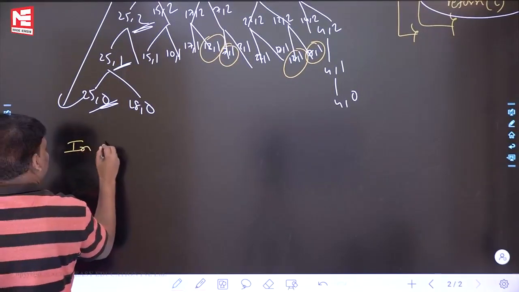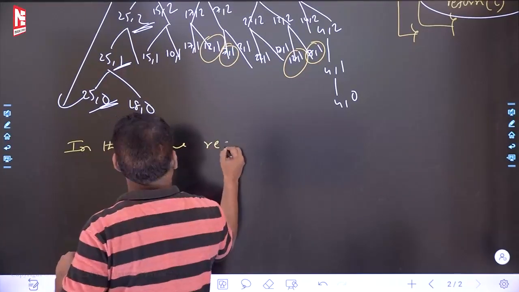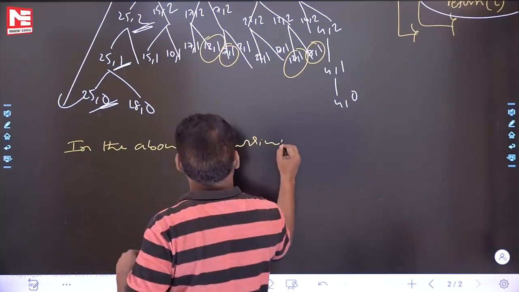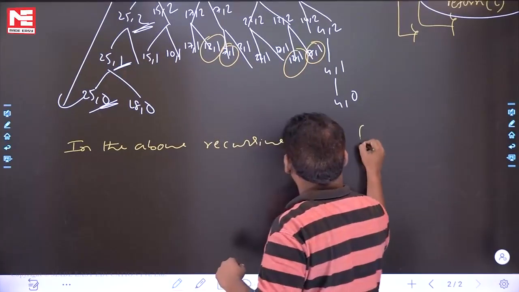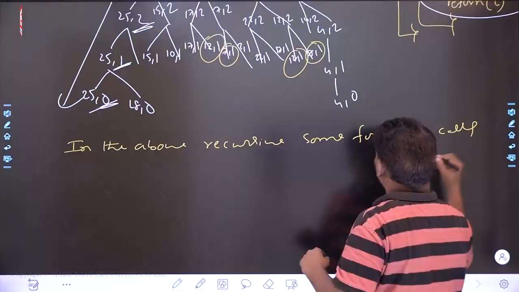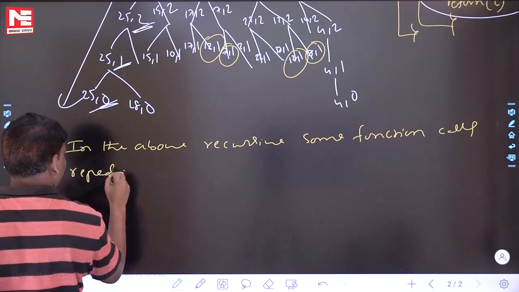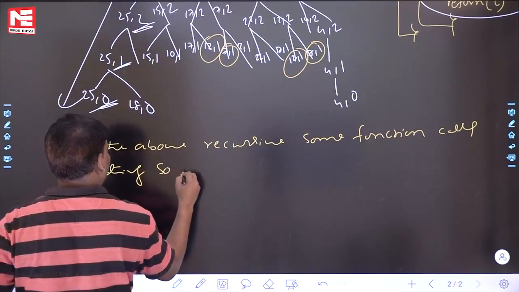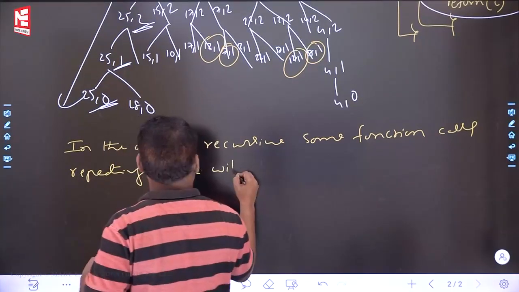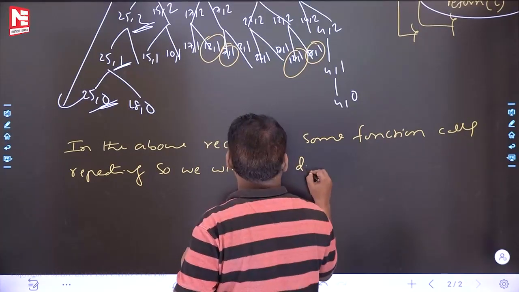In the above recursive tree, some function calls are repeating. So we will go to dynamic programming.